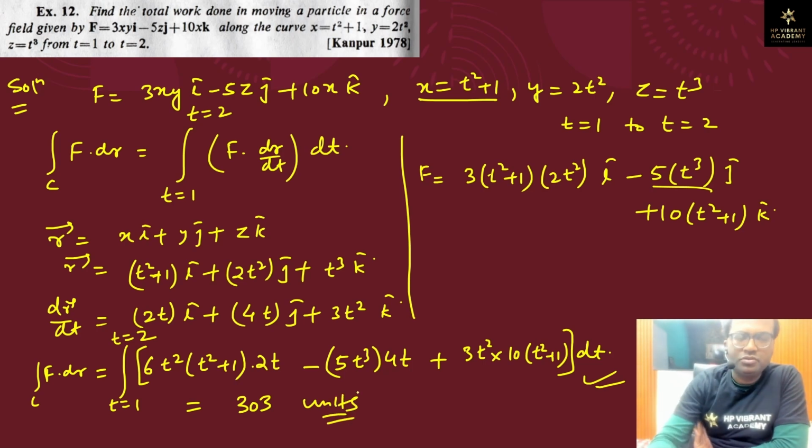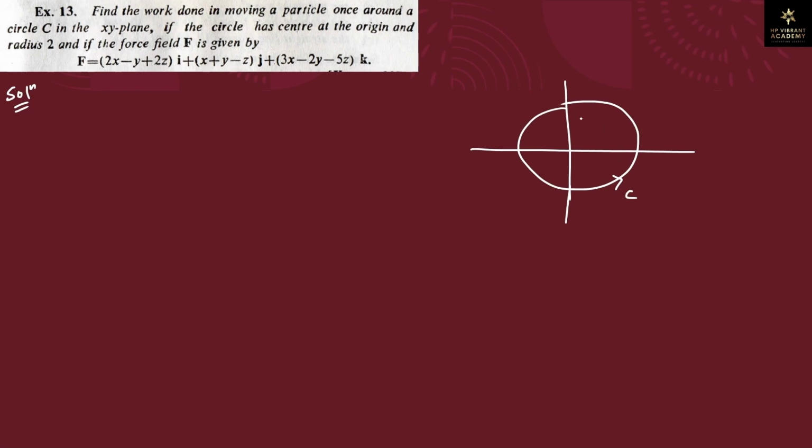Okay, let us discuss question number 13. How can we solve this? Find the work done in moving a particle once around a circle C in the xy plane. So let us take the xy plane like this. We have a circle C. The curve is our circle and the radius is 2. This is our radius, and the force field is given by this particular expression.